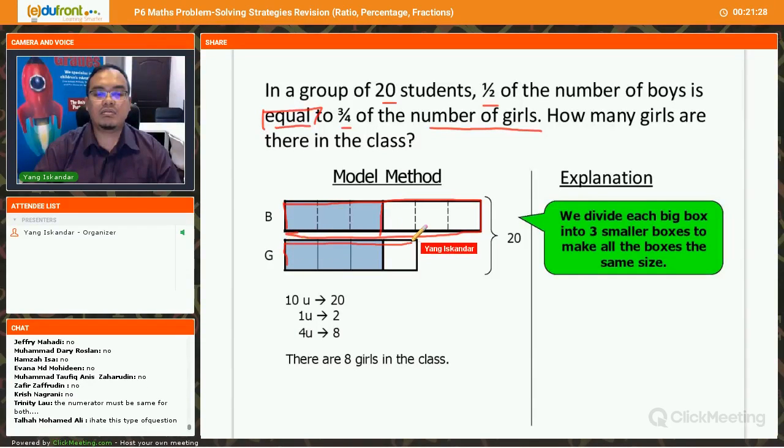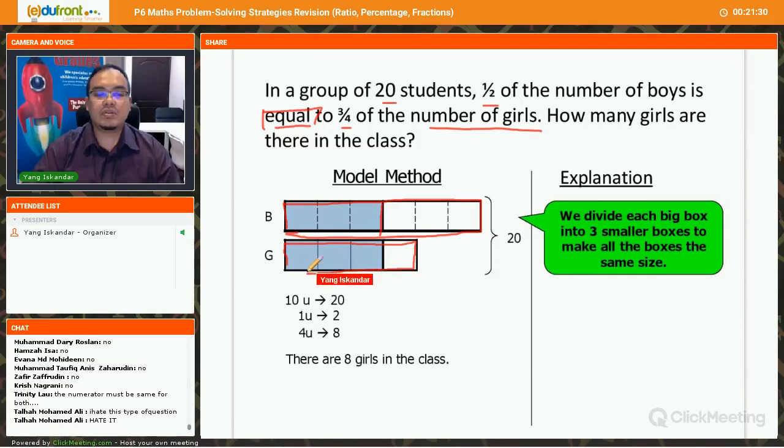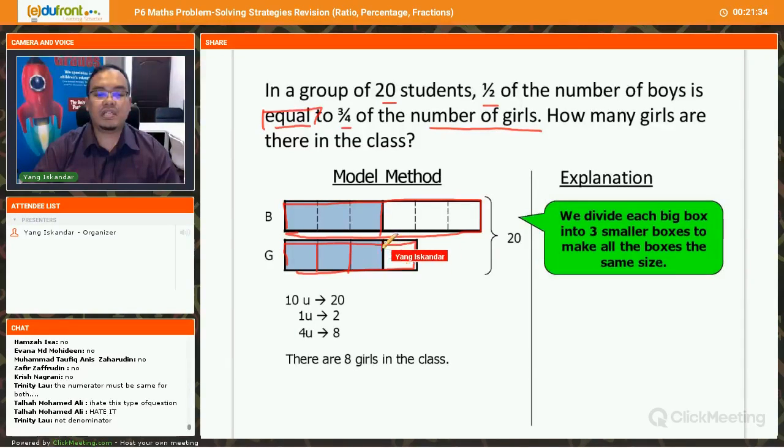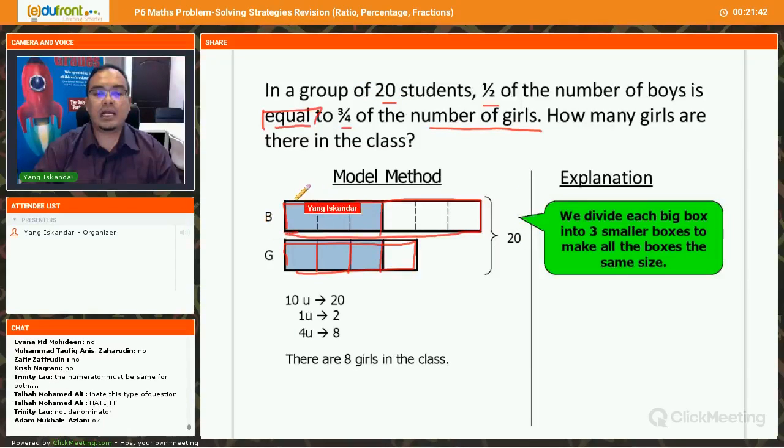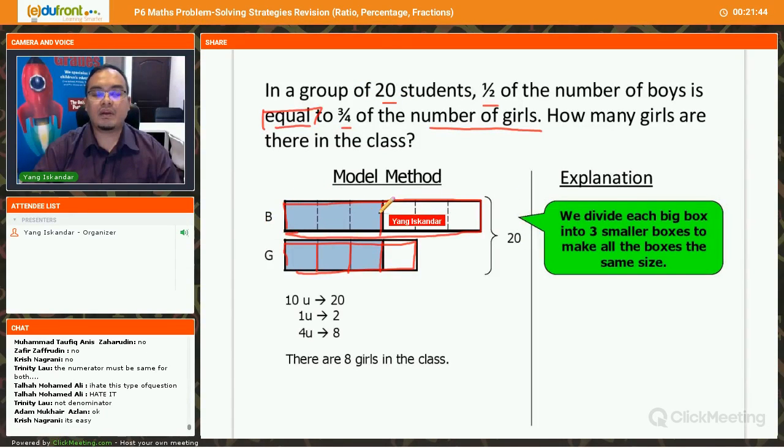Now, how do we represent 3/4 for girls? We draw 4 boxes here, and 3/4 is 3 out of 4. So 3 out of 4 is 3/4 of the girls. For the boys it is half: 2 big bars, and then we shade half of the bar. Now we cannot compare before we cut the bar.